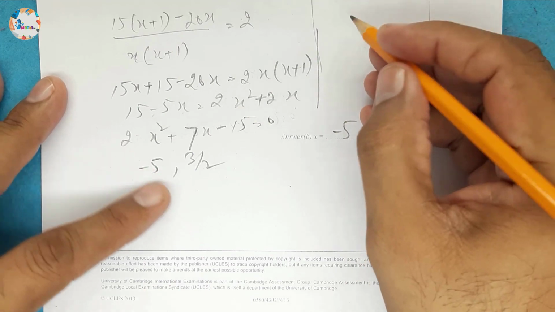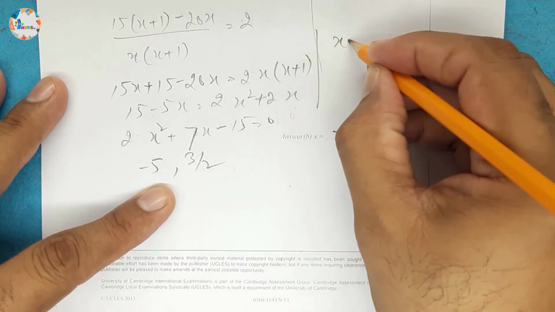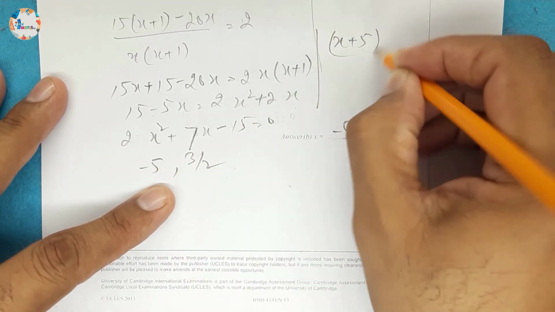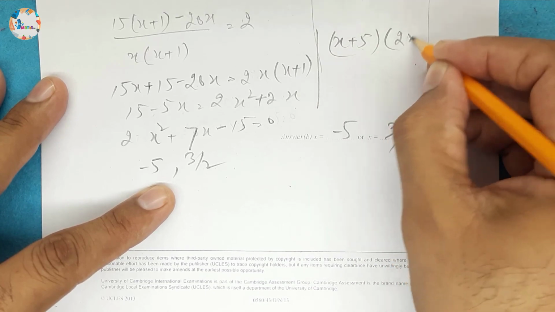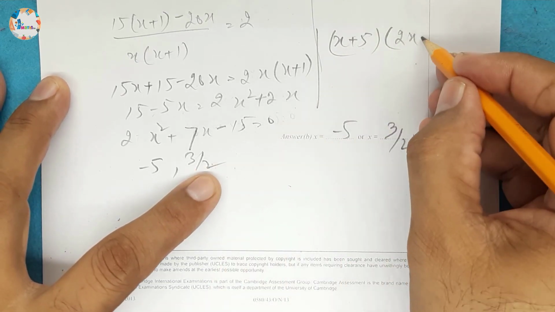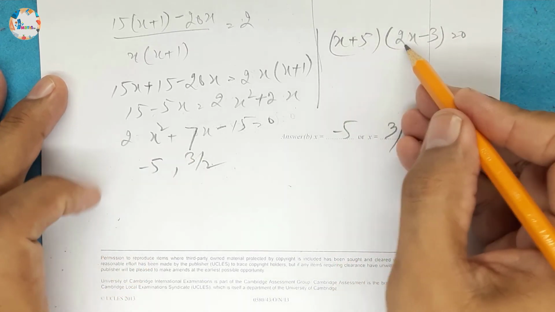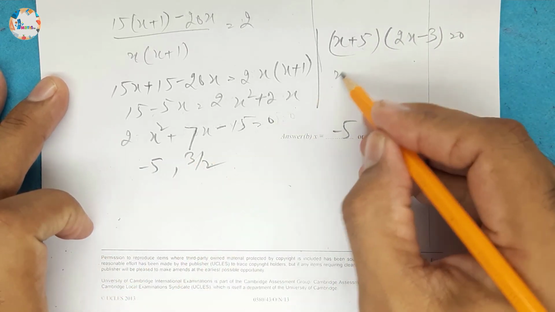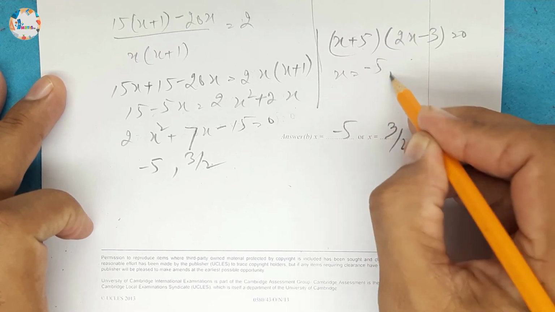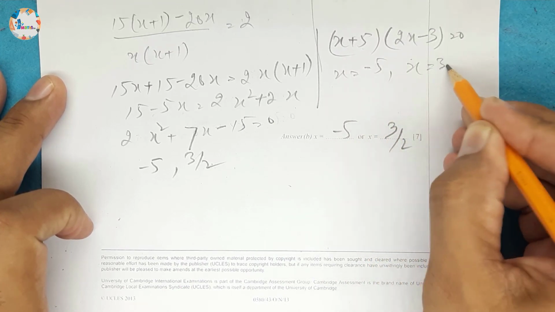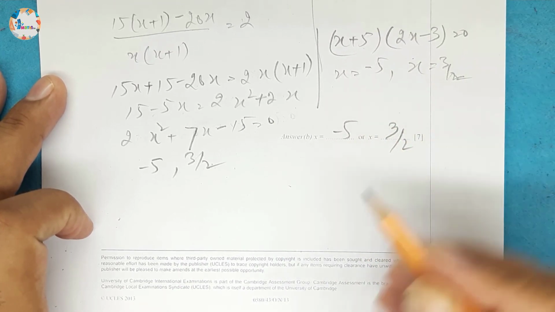So what we can do, from here we can write x plus 5 and 2x, this will be 2 into x, and minus 3 is equal to 0. So this will be the step which will be resulting to x is equal to minus 5 and x is equal to 3 by 2. This will be our final answer.